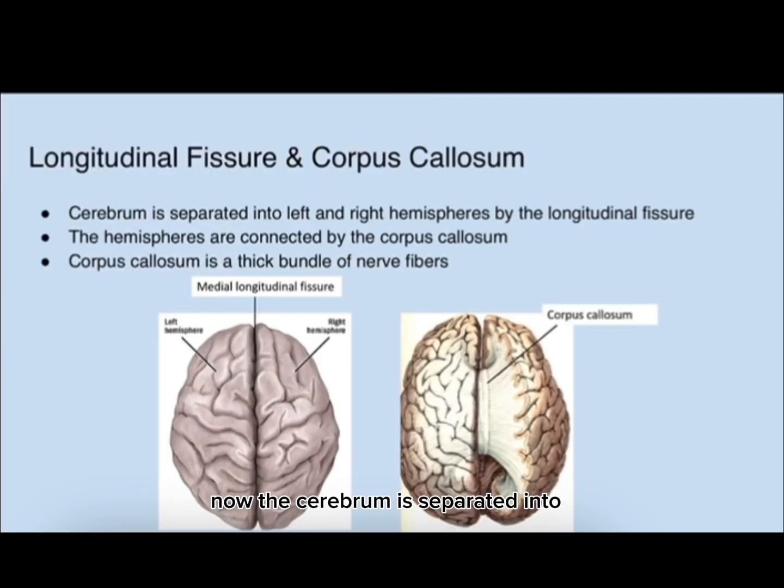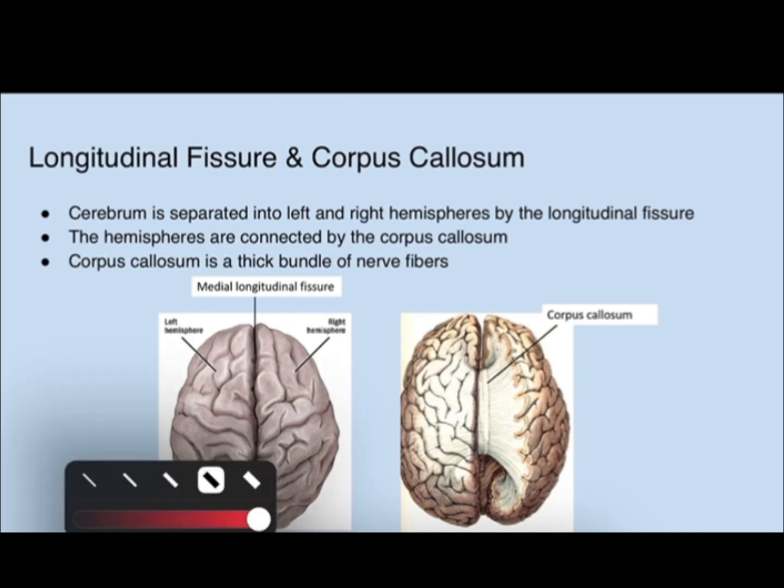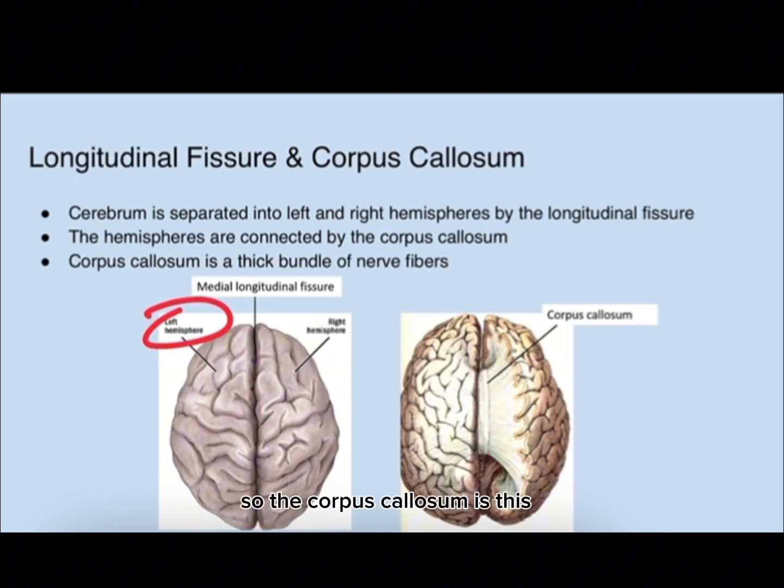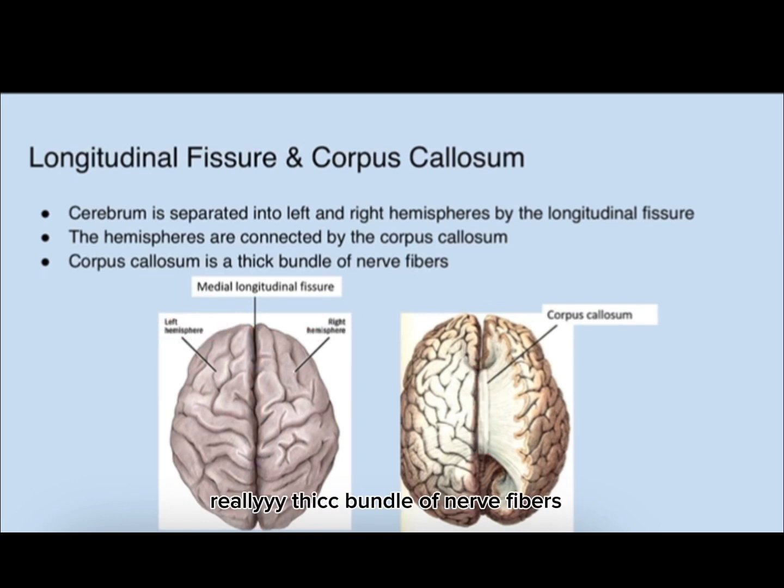Now, the cerebrum is separated into the left and right hemispheres, but they're separated by the longitudinal fissure. However, both sides still need to communicate with each other, right? So, in order for the left and the right hemispheres to communicate with each other, that's where the corpus callosum comes in. The corpus callosum is this really thick bundle of nerve fibers, and it's the bridge between the two hemispheres.